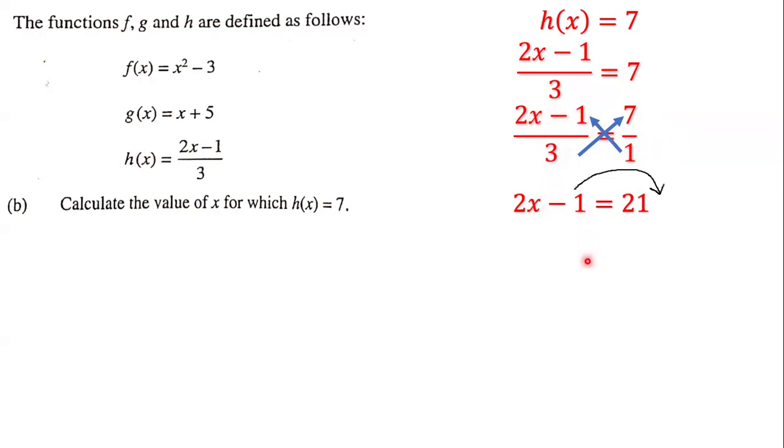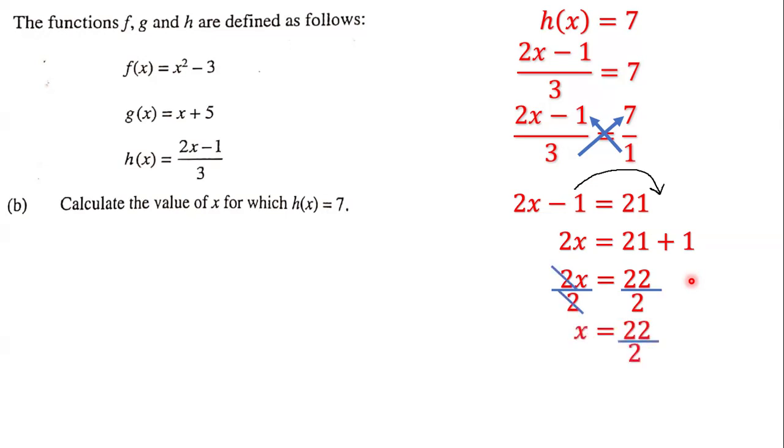Next, we take negative 1 and we send it over the equal sign. And so negative 1, when we send it over the equal sign, becomes positive 1. And so we have that 2x is equal to 21 plus 1, and 21 plus 1 is equal to 22. We divide both sides of this equation by 2. So x is equal to 22 divided by 2, and 22 divided by 2 is definitely equal to 11. So x is equal to 11.